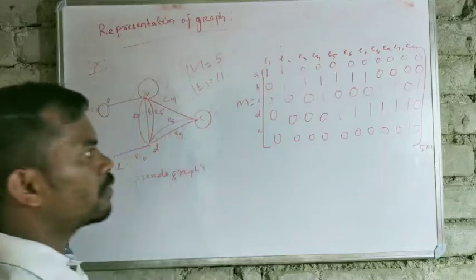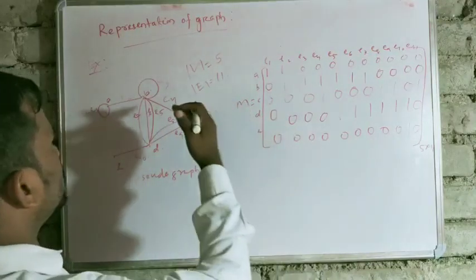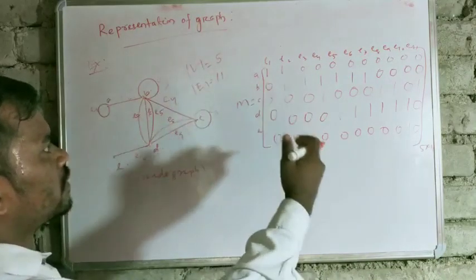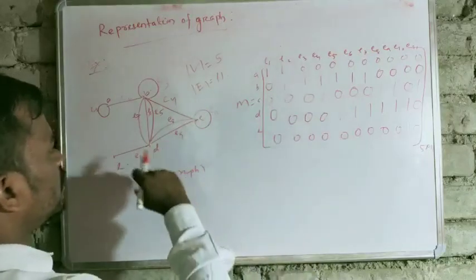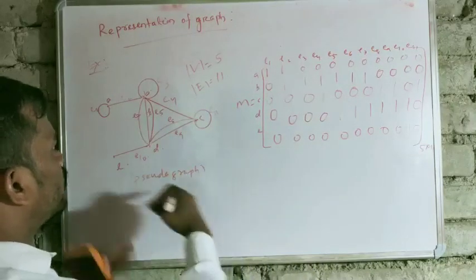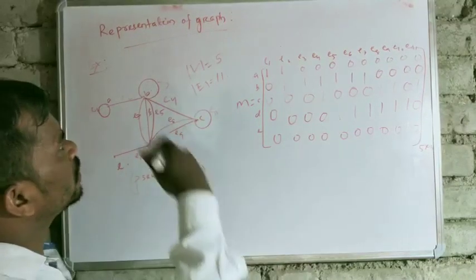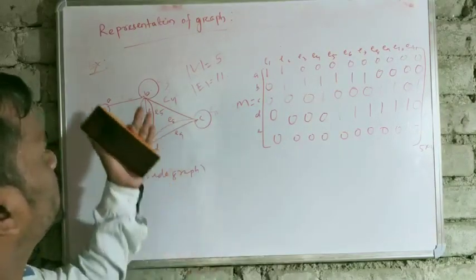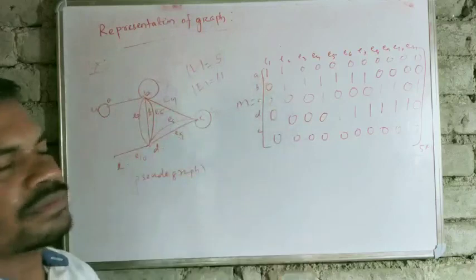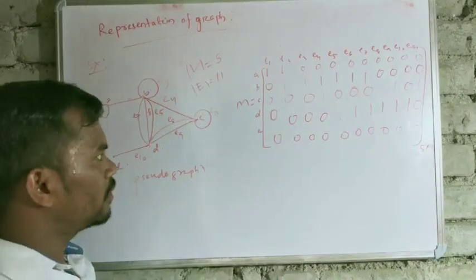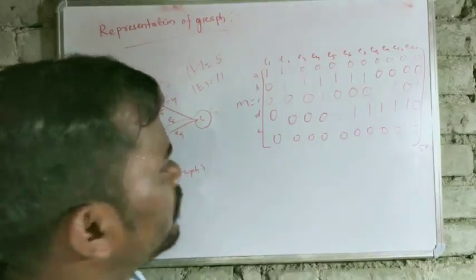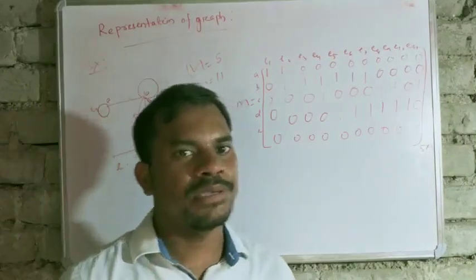So now you understood how to find the incident matrix from a given graph. Okay, so these are the three ways to represent a graph. These are all the representations of graphs. Okay, today is only this much.